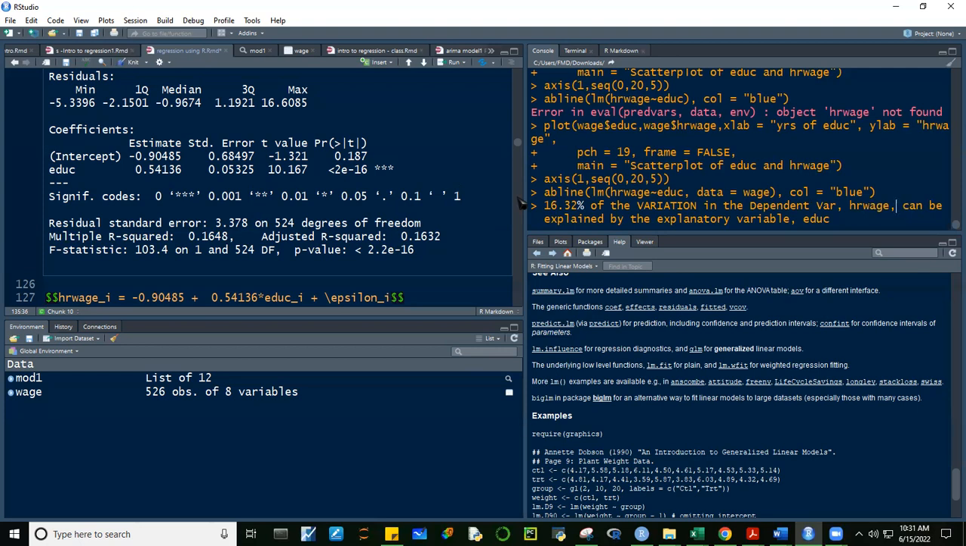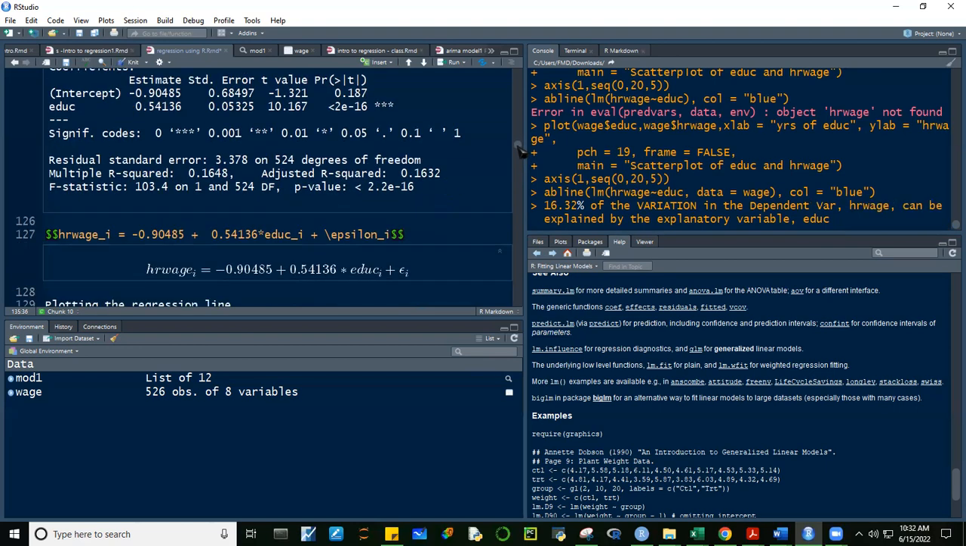Well, it could be explained by other variables, no? Pero kung education lang, guys, 16.32% lang ng variation ni hourly wage ang kaya niyang i-explain. Now, do you want a higher adjusted R squared? Generally, yes, guys. So what do? Use other variables to explain your hourly wage. Kasi ngayon, iisa lang yung variable na ginagamit natin. Si education lang. At ang kaya lang na explain education is, ano lang, si 16.32. Okay?